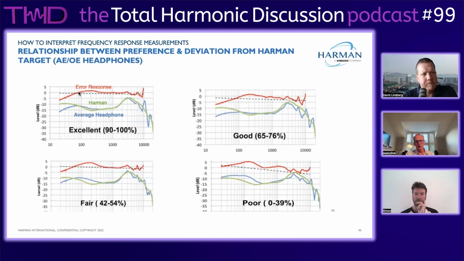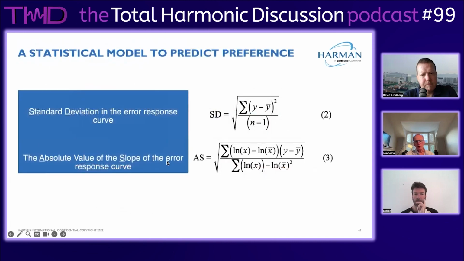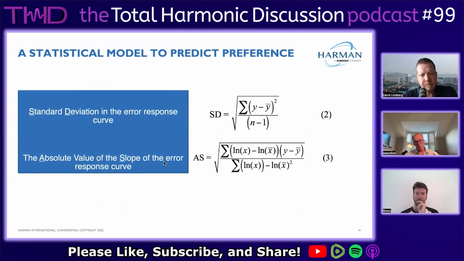And then I calculated the slope of that curve, the absolute value of that slope. So if it's very close to 0 dB, the slope will be 0. If it tends to be boosted in the bass, it'll have a negative slope, and it'll have a positive slope if it's going up like this. But it doesn't matter whether it's going up or down. It's the absolute value that matters.